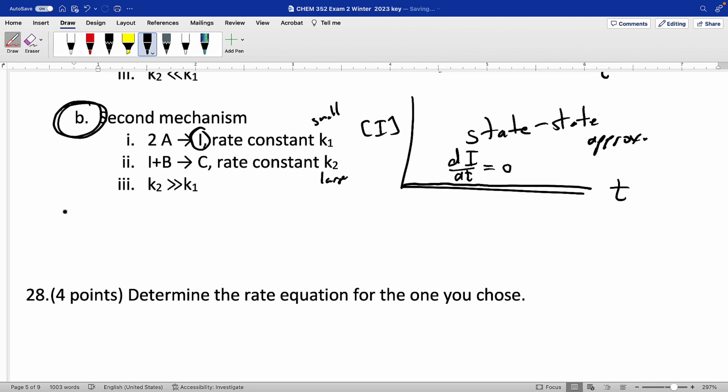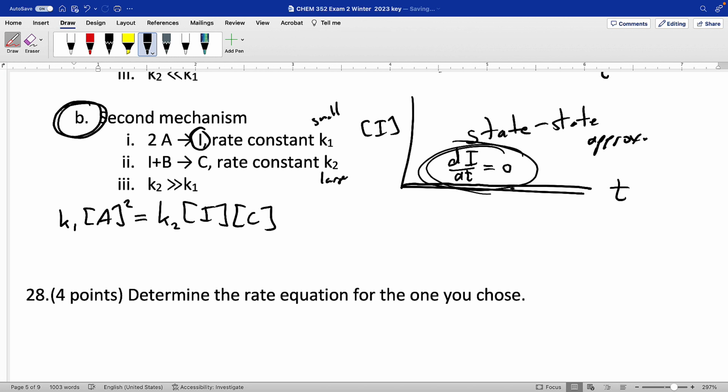Because if this key equation is true, then we can say the rate at which we make I is the rate of that first step, right? So k1 times a squared. That's the rate of making I, and it's going to be equal to the rate of the second step, which is k2 times I times c. We can only do this because of the steady state condition. We can't do that all the time. We can only do this if we have this slow constant followed by a fast constant. But in this case we can.